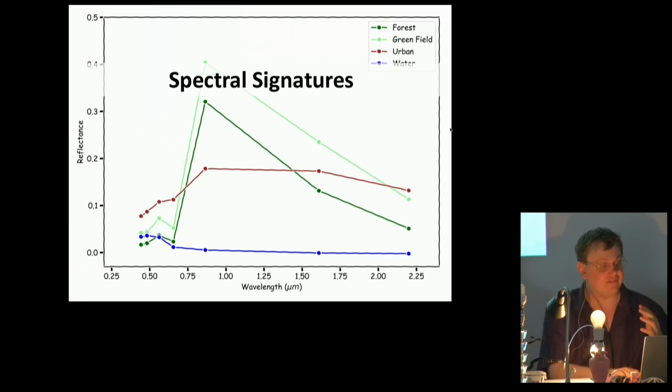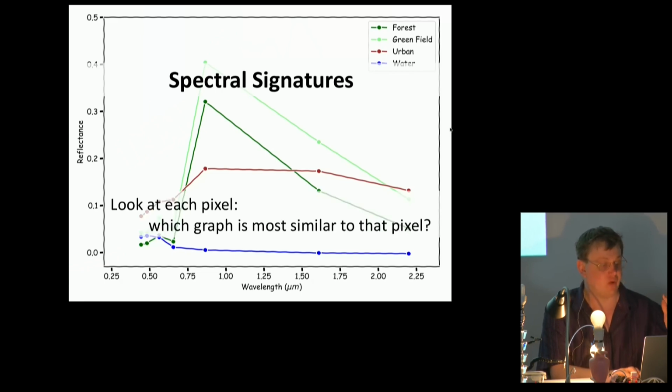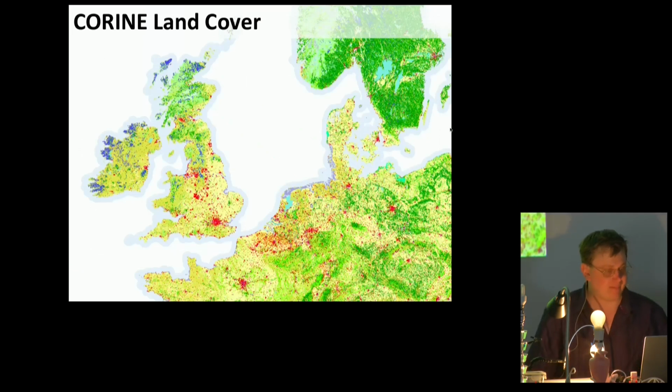And we can apply a very simple algorithm to use these to classify what we're seeing in our satellite images. So we look at every pixel in the satellite image, and we say, which of these graphs is it most similar to? Does it most match the forest one, or does it most match the water one? If so, say it's forest, or say it's water. And we get maps like this. So this is an automatically created land cover map from satellites.